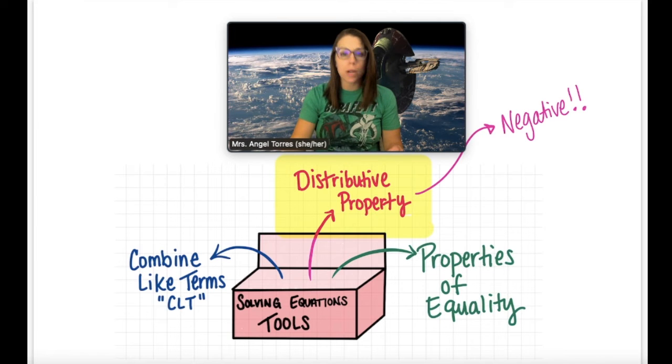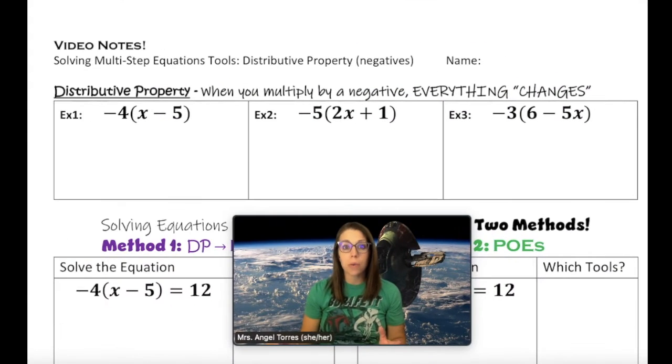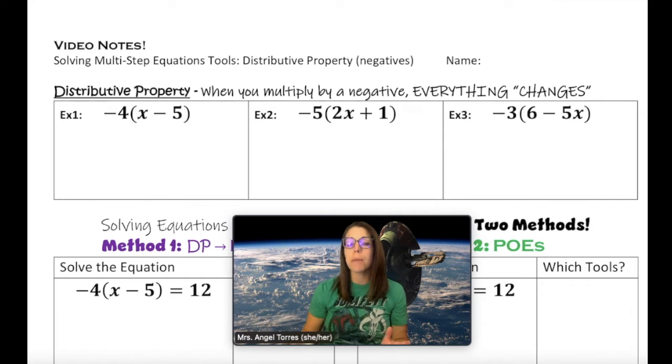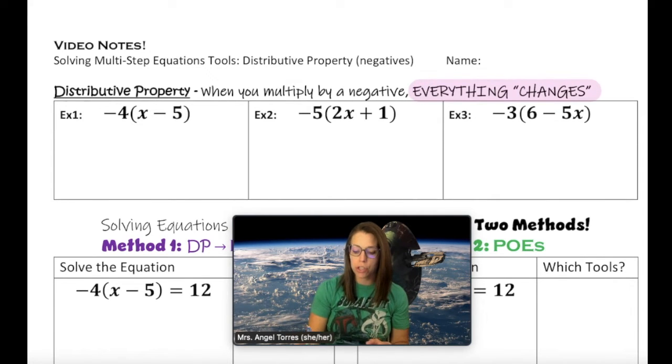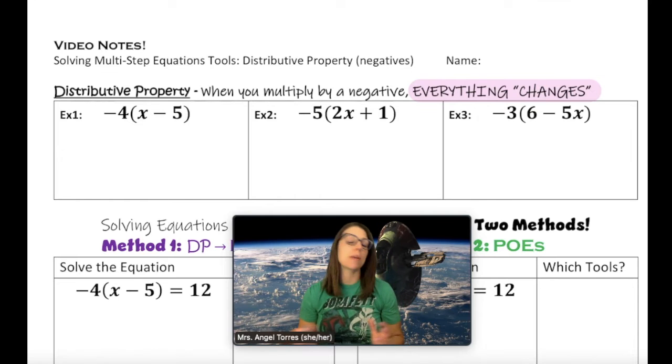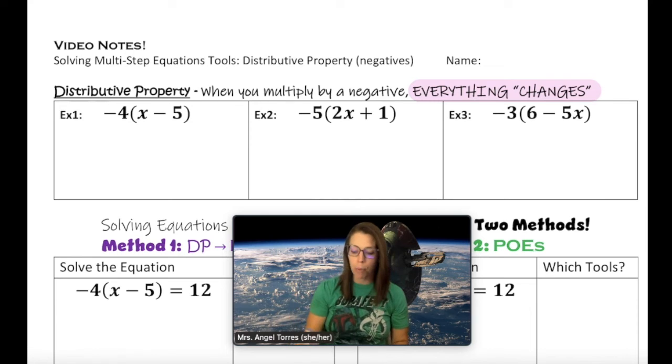This time, what to do when you have to distribute a negative. When distributing with a negative number, the important thing to remember is that everything is going to change, meaning that positives are going to become negative, negatives become positives, addition and subtraction, it's all going to change. Let's look at example 1.